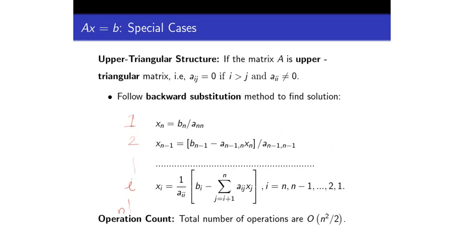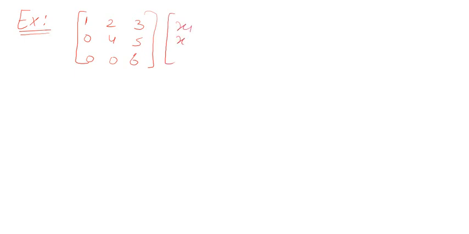So let's see one example for this case. Let's have 1, 2, 3, 0, 4, 5, 0, 0, 6, times x1, x2, x3, equal to, let's say, 18, 7, and 3. Now this is an upper triangular matrix. The coefficient matrix is upper triangular and its diagonal entries are non-zero, so this is non-singular.